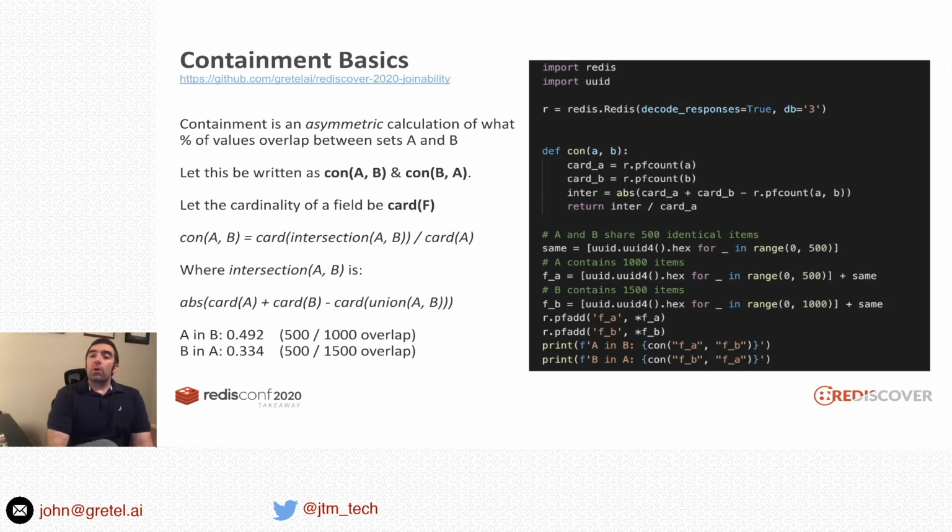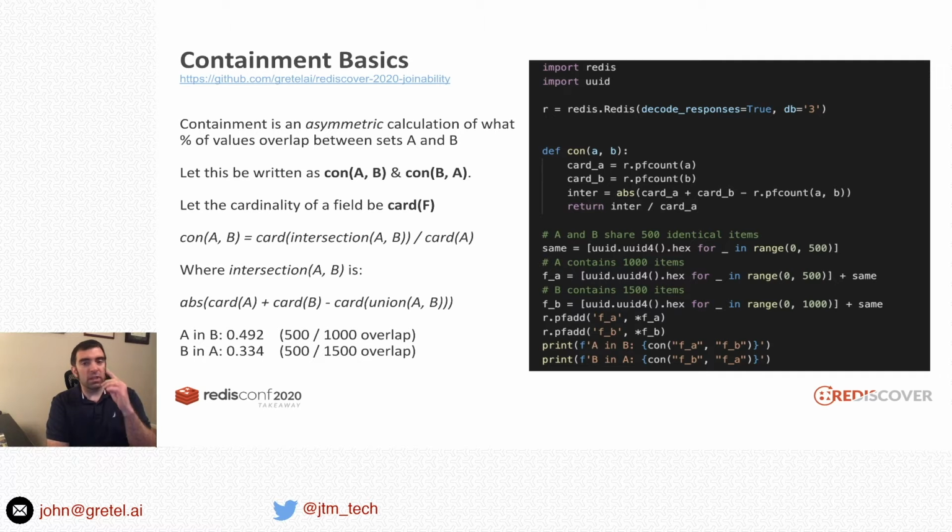And then in the GitHub repo, we'll see that there is a sample code. It's in the etc directory, and it's called basics.py, I think. And this just runs a very simple simulation. So what we do is we use UUIDs as our set items, and then we generate 500 identical UUIDs that will be between set A and set B. Set A contains 1,000 items, and set B contains 1,500 items. And there are 500 distinct items that overlap between the two of them.